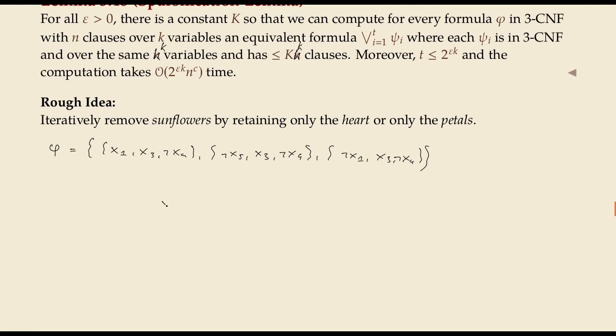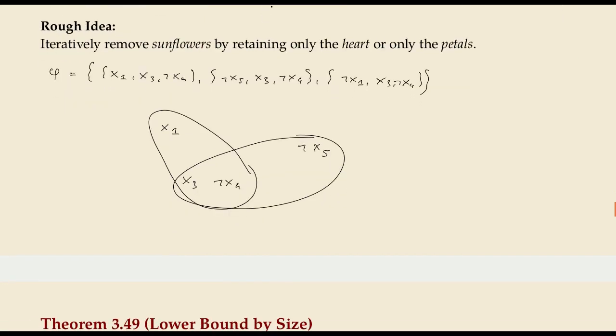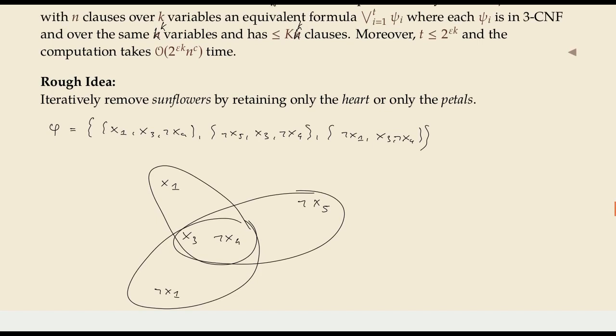So then you can draw these sets as such. Well, this is not a set, that's confusing. Let's try it like this. Then the second clause is this. And the last one, not x1, is this. Then this is a structure that has been called a sunflower.